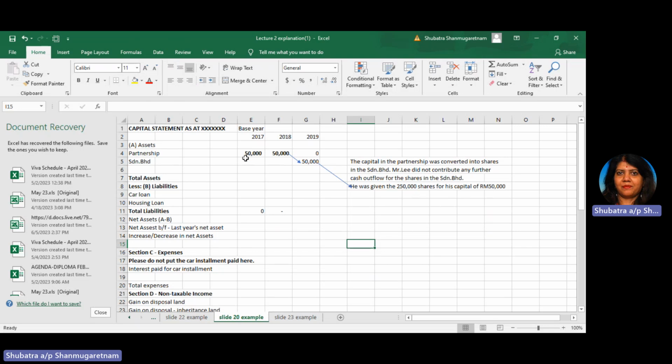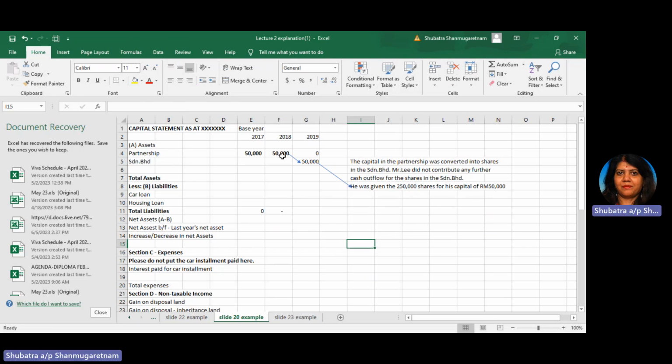Okay, now the partnership, when he invested in the partnership, he put in a capital of 50,000. In 2018, the partnership still exists and he put in 50,000. Now in 2019, he changed that partnership into a Sdn Bhd. So the partnership now no longer exists. So you have to reflect a 0 now. Now, please be very careful.